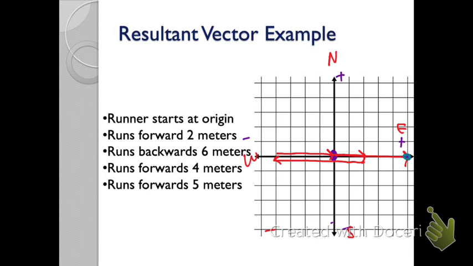If I draw my resultant vector, it's going to go from the origin to the tip of the last vector. So the blue one happens to be my resultant vector. It happens to be the same as that one, but that's coincidental. So my resultant vector will be that my runner ends up positive 5 meters. My displacement here is positive 5 meters, because from where I started to where I ended up is 5 meters in the positive direction. What would my total distance be?